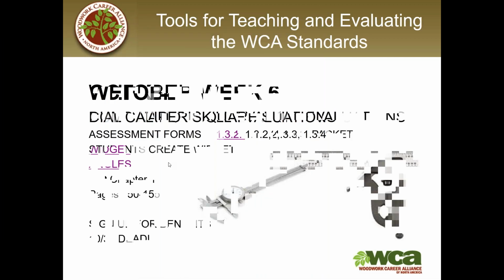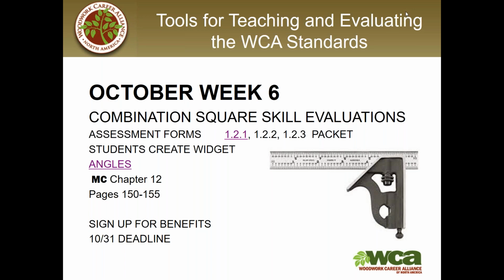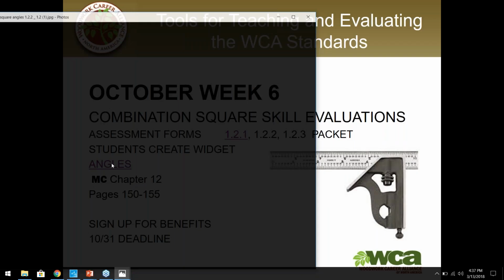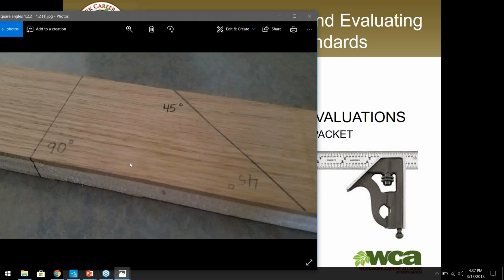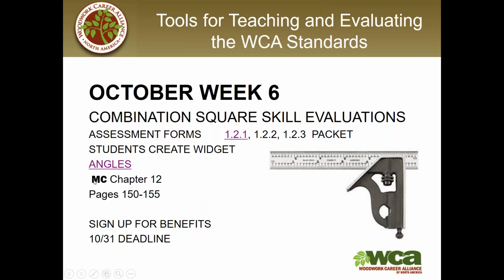So the final item is the combination square. And what they have is the same thing, a packet. They get to take a board, and I'll show you the widget that they do here. They have to record a 90-degree angle. It has to go all the way around, and they also have to lay out 45-degree. With each of these things, there's certain Modern Cabinetmaking chapters and pages that go with it.